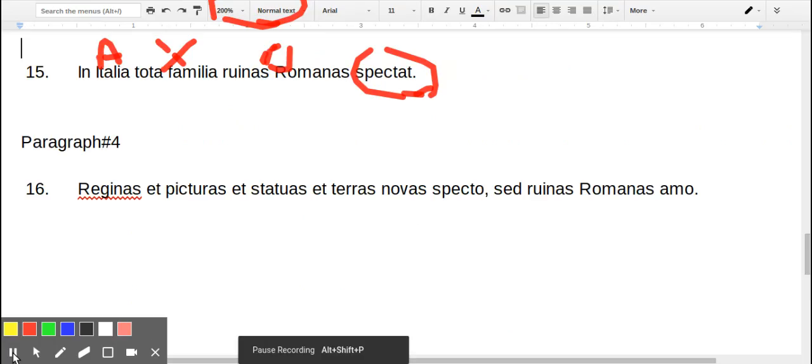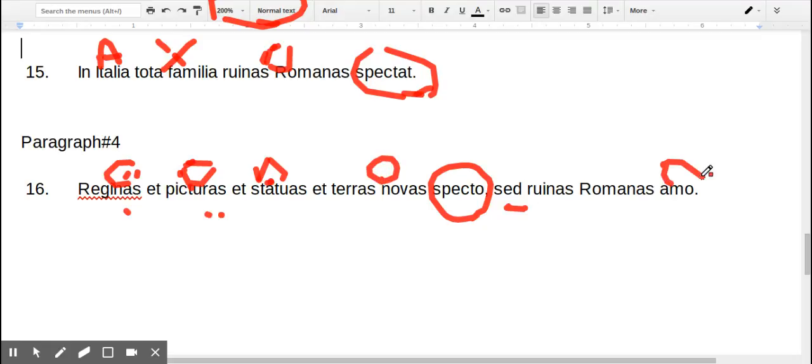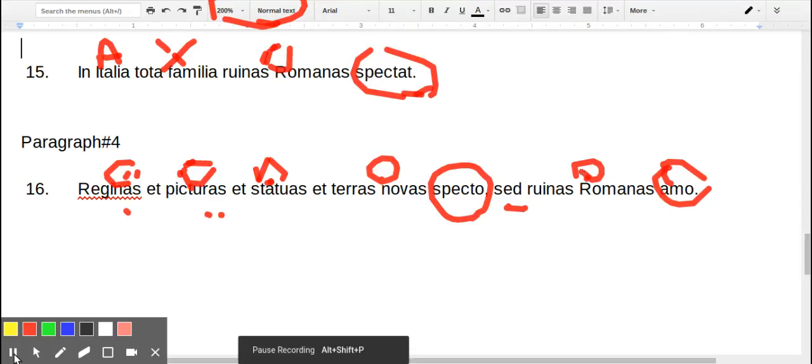In the last sentence, don't get in the trap. These are accusatives. Go to the verb. I look at queens, pictures, statues, and new lands. But I love my verb here. I love Roman ruins. So hopefully you found that helpful. Valete omnes.